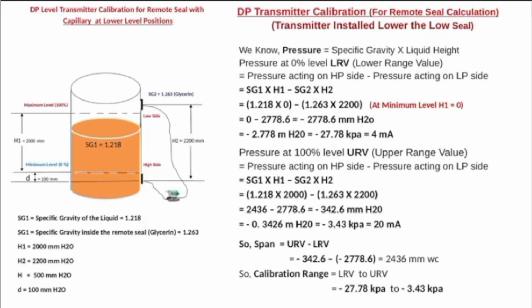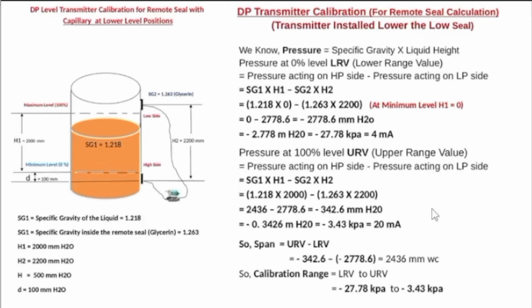Again we will see another calculation. Here the transmitter is at the lower seal, at the lower level position. Here the LRV will be, this is at 0 level. The pressure on the HP side will be 1.218 into 0, because the level is 0, and we will consider the pressure on the LP side, that means 1.263 into this side, the remote seal to remote seal difference. Here it is also minus 27.78 kPa.